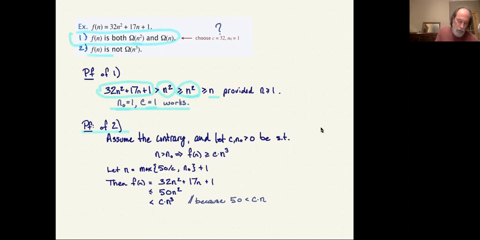Now the proof of the second claim, that it's not big omega of n cubed. Well, let's assume the contrary. Let's assume it is big omega of n cubed. Then there are two constants with the property that if n is bigger than n naught, f of n is at least c times n cubed. Now I'm going to reach a contradiction. Let's choose n to be the max of 50 divided by c and n naught, and add 1 to that.